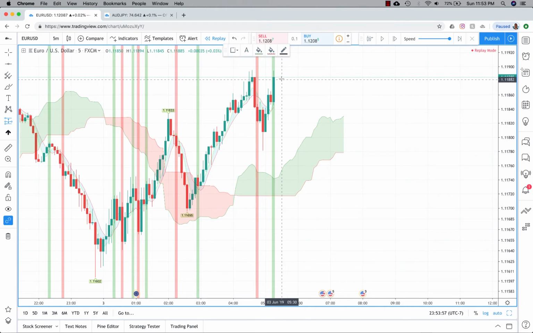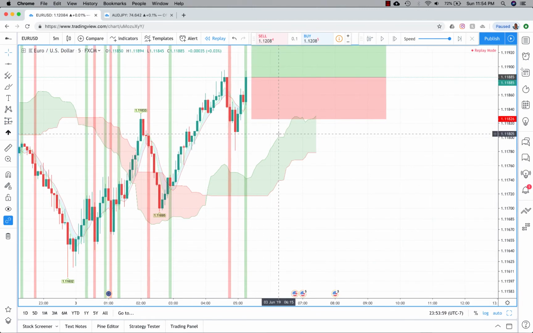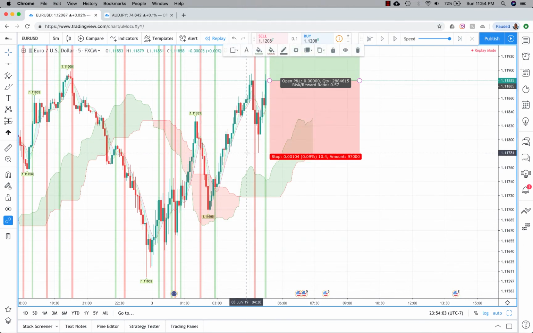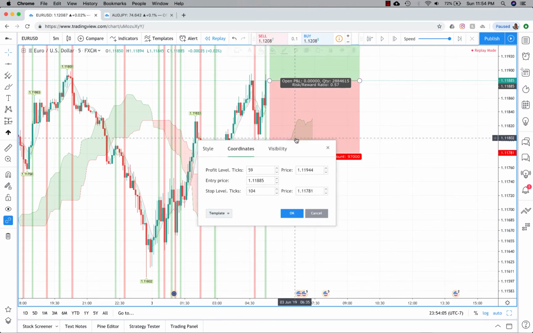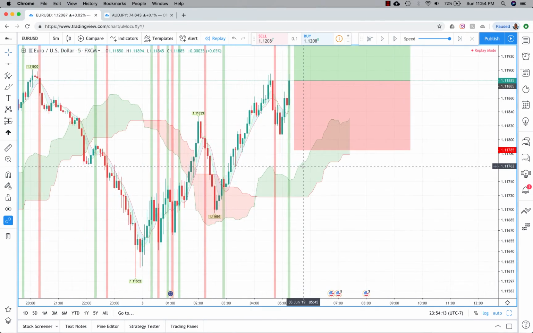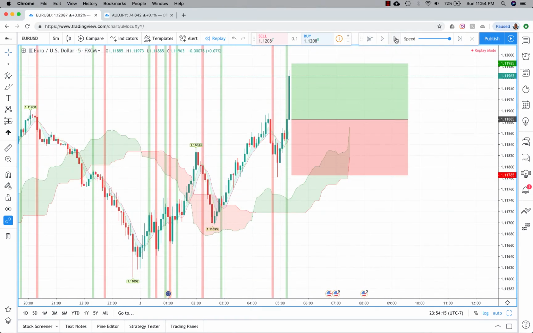So let's put a buy position right here. And then we would put it at the previous swing low, which is right here, about 10 pips. I'm just going to round it to 10. And then we're going to put our profit target to 10 as well. So let's let this play out and see how it works.